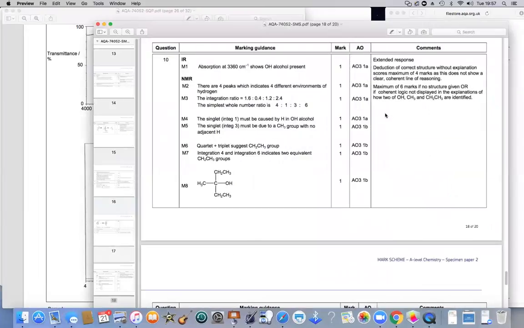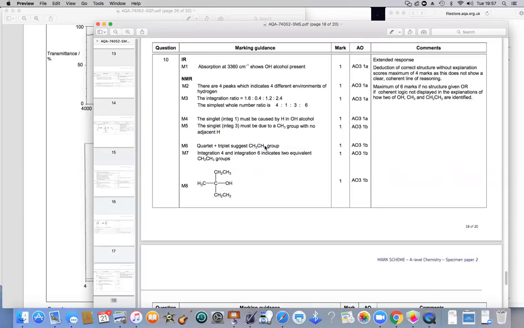Here's the mark scheme. There it is. First of all, the only thing you get from the infrared is that there's alcohol present. 4 different environments. The integration ratio indicates 4 to 1 to 3 to 6, which happens to add up to 14, which is quite useful. The singlet with relative intensity 1 must be the alcohol. The singlet with relative intensity 3 must be a CH3 group with no adjacent hydrogen on the carbon next door.